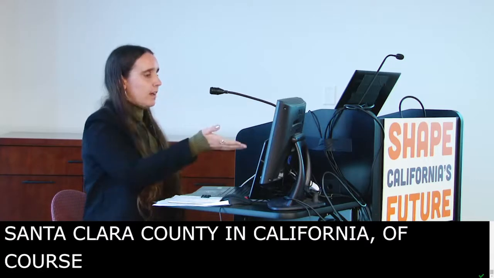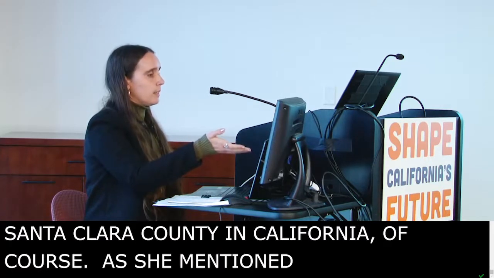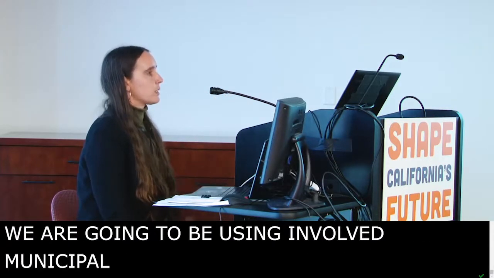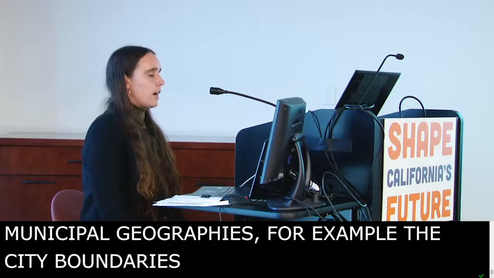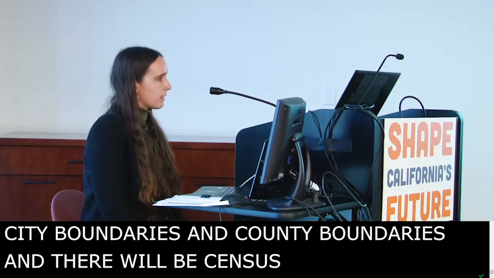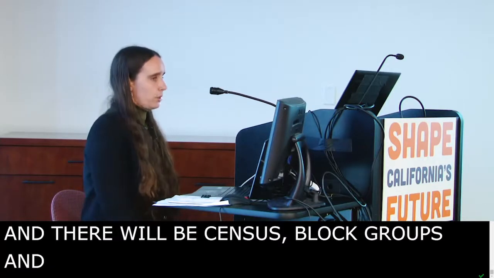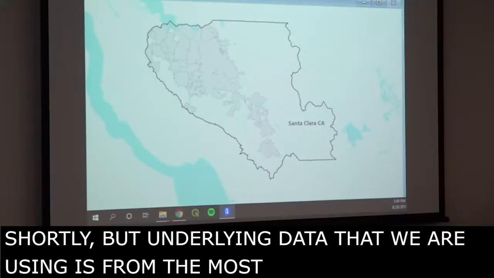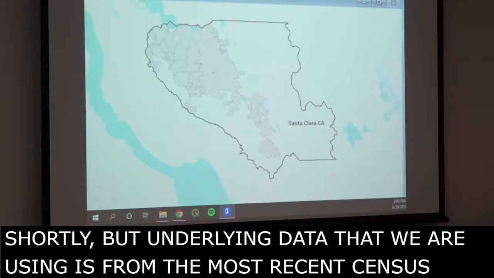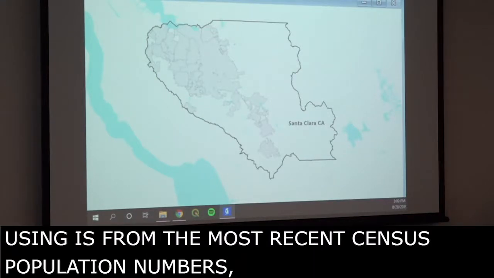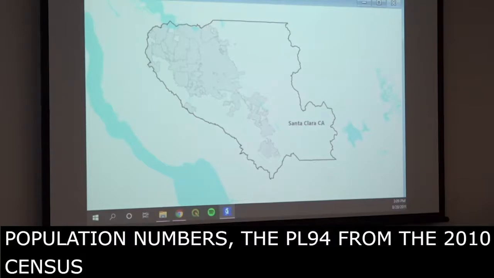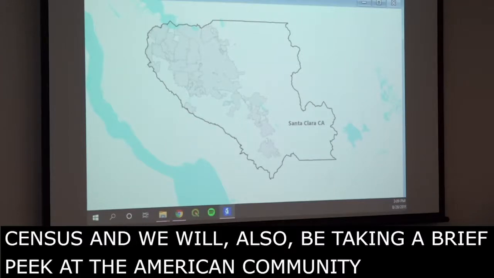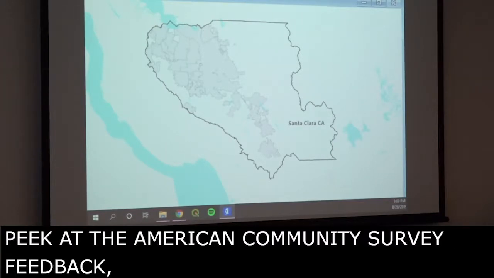As Karin mentioned, the data that we're going to be using involves municipal geographies, for example, the county boundary and city boundaries. There will also be census geographies, census blocks, block groups, and tracts. We will go over those shortly. The underlying data that we're using is from the most recent census population numbers, the PL94 from the 2010 decennial census. And we will also be taking a brief peek at the American Community Survey CVAP, Citizen Voting Age Population figures for Santa Clara County.